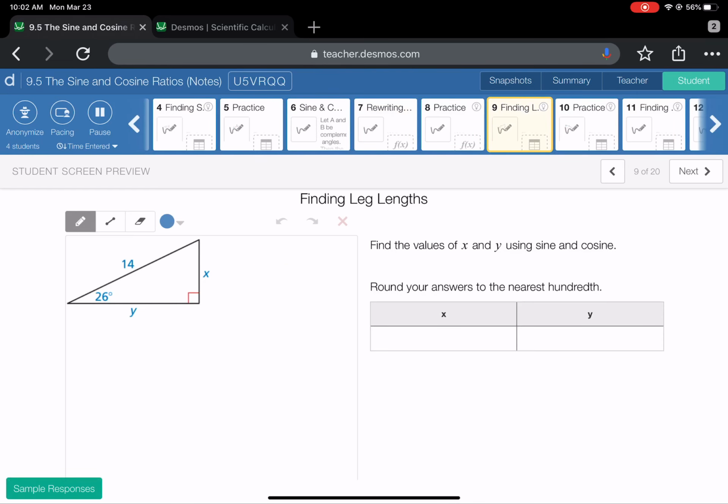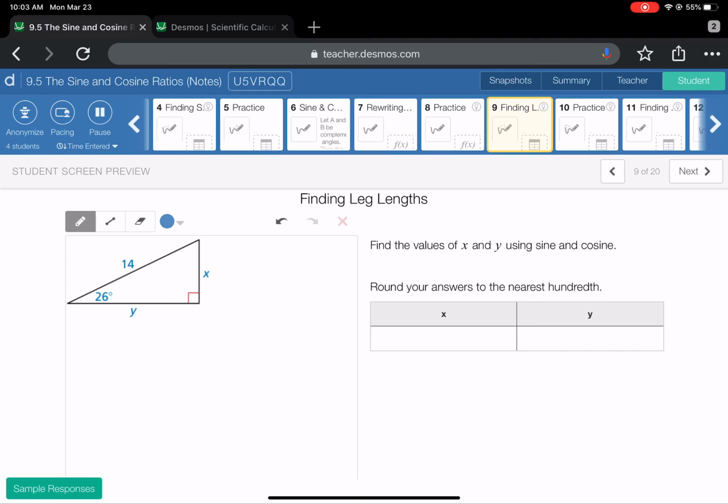All right, so what if I wanted to find the length of the legs of a certain triangle? Here I have a triangle with an angle of 26 degrees, and I have the hypotenuse, which is 14. Since I have the hypotenuse, I know I can't use tangent, because tangent is opposite over adjacent. To find x and y, it would be very useless to do tangent 26 equals x over y, because I have two variables and I can't solve it.